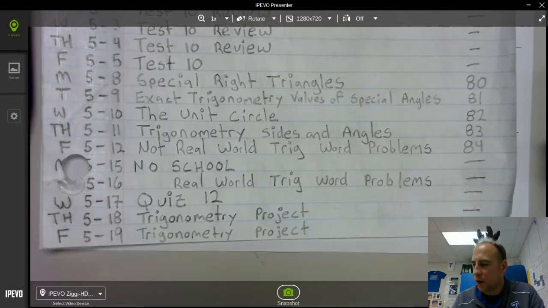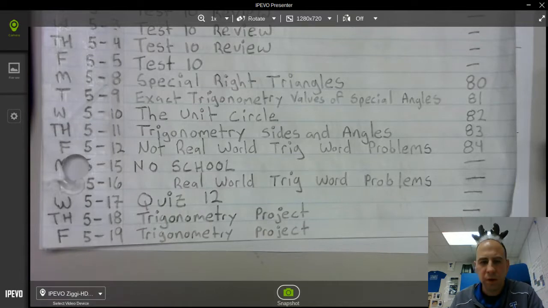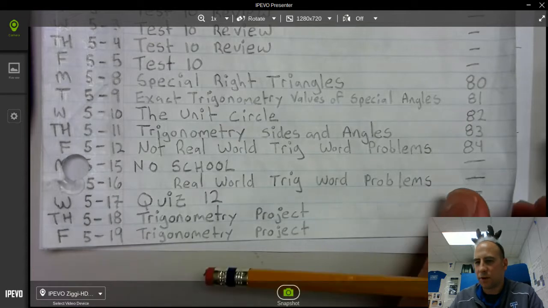Today we're looking at real-world trig word problems. Now, there's not going to be any notes or examples today. We're just going to have an assignment. There won't be a video for Wednesday because on Wednesday you'll have quiz 12. All right, so if you would, update your table of contents. All right, now your table of contents are updated.